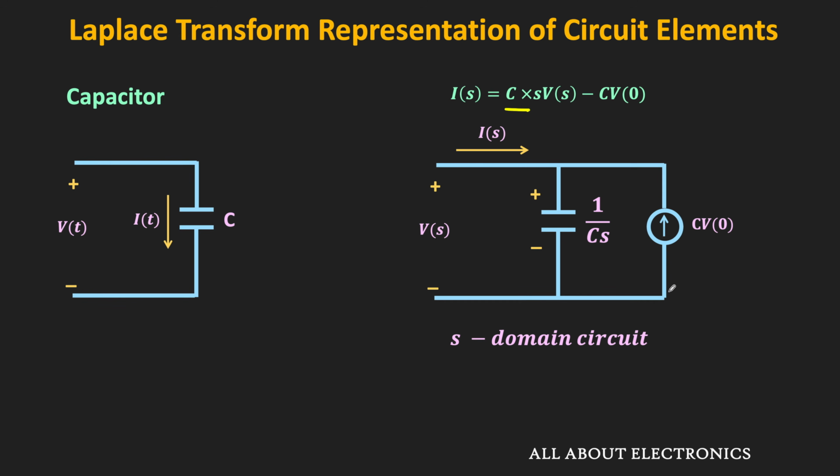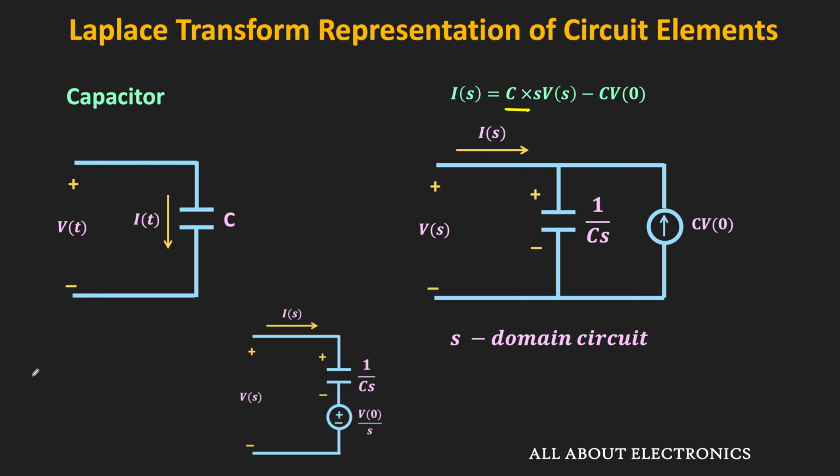Now using the source transformation, this current source can also be represented as a voltage source. If we convert this current source into a voltage source, then it will come in series with this capacitor, and its value will be equal to 1 divided by Cs times C times V0 minus, or that is equal to V0 minus divided by S. And since this current source is going upwards, the positive terminal of the voltage source will be on the top side, while the negative terminal will be on the bottom side. So this is the equivalent S domain circuit representation for the capacitor.